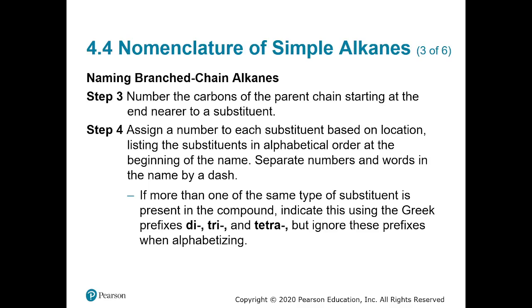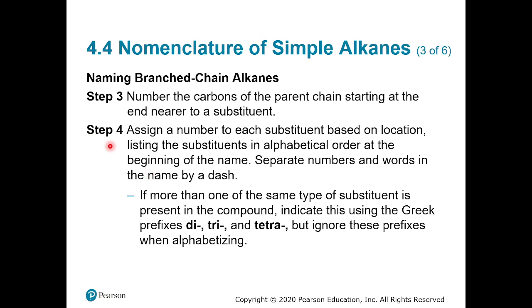Okay, so this is where we left off in the lecture last time, and this is the rules for naming branched chain alkanes. Step 3 was number the carbons of your parent chain, starting at the end that's nearest to the substituent. So your substituents, the things that are substituting hydrogens on your parent chain, get the lowest number. That's that same rule I had used to get 1 for the double bond and then 3 for the alcohol, right?